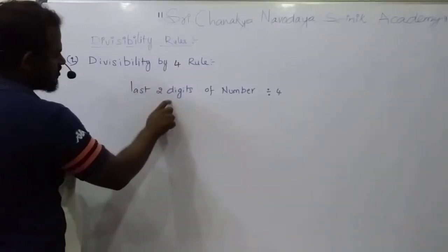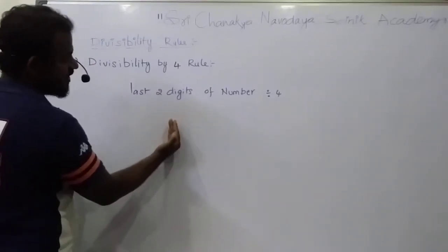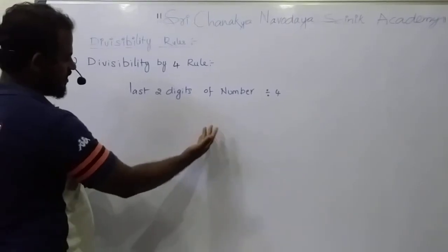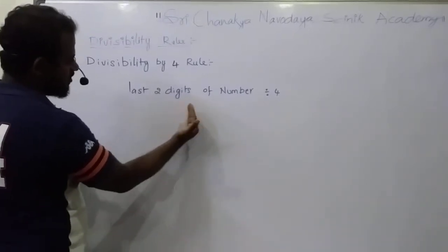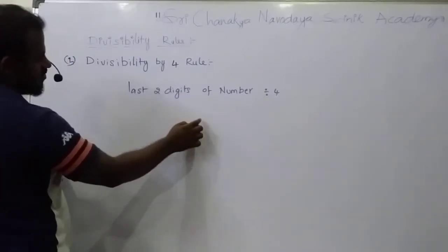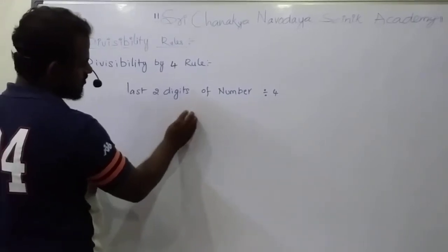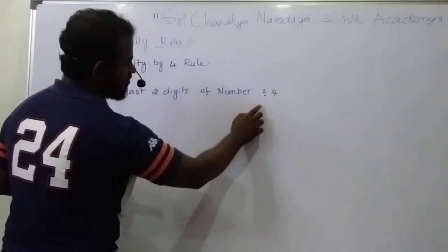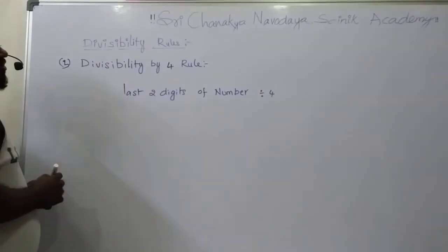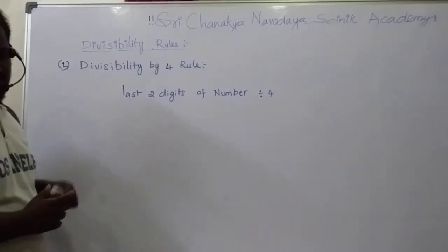That means last 2 digits mean ones digit, tens digit. Those are the last 2 digits, right? Last 2 digits mean unit digit, the ones place and tens place. If that 2-digit number is divisible by 4, then the given number is also divisible by 4. We will see one example.